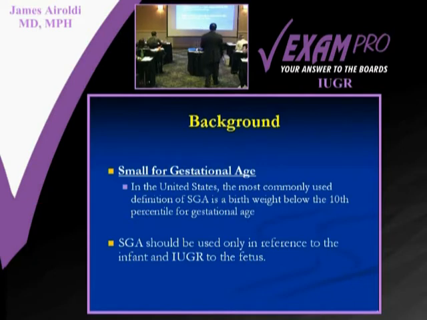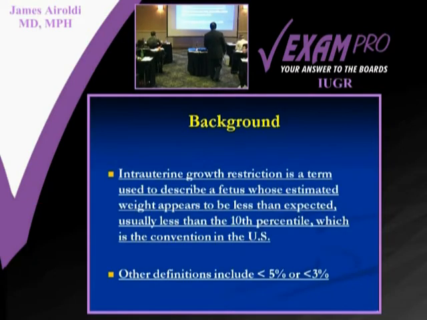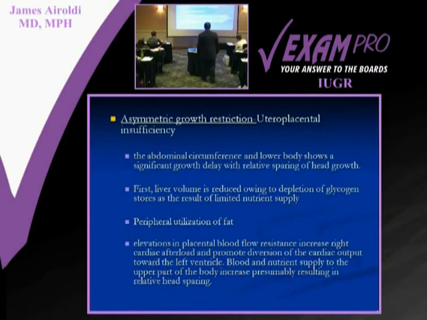SGA should only be used in reference to the infant and IUGR to the fetus. So the 10th percentile is the convention in the United States. Other definitions, 5 or 3%.